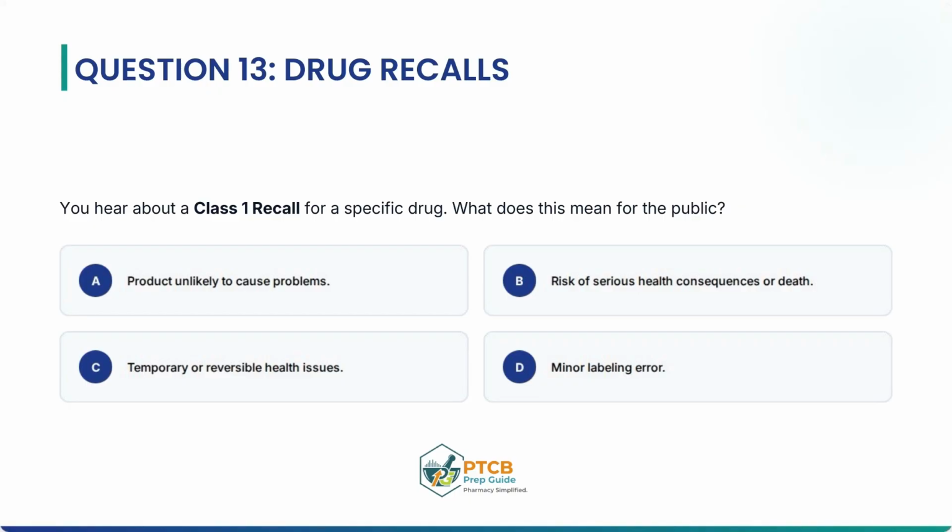You hear about a Class 1 recall for a specific drug. What does that mean for the public? Option A, the product is unlikely to cause health problems. Option B, the product may cause serious adverse health consequences or death. Option C, the product may cause temporary or reversible health issues. Or option D, it is just a minor labeling error.